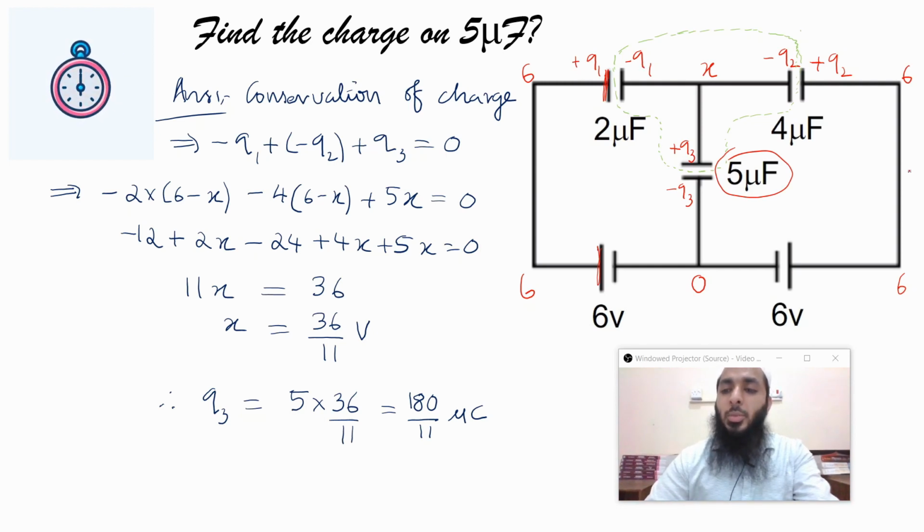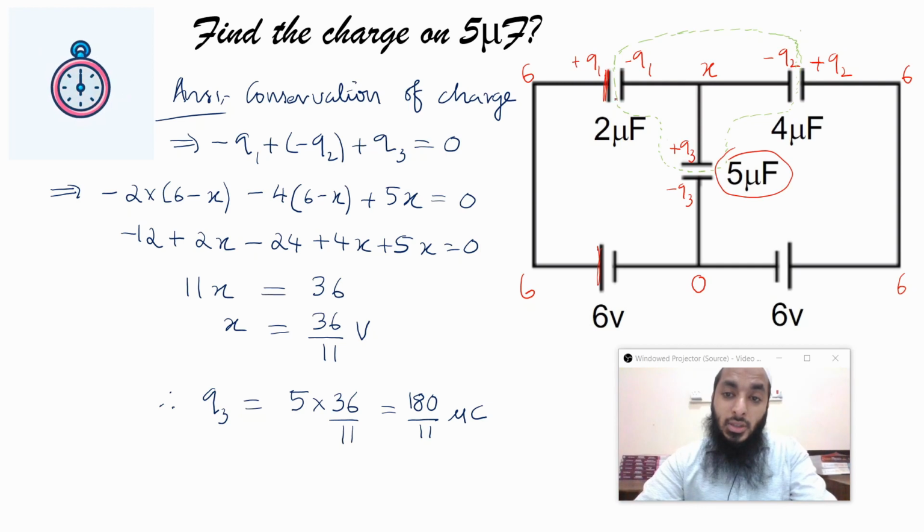Similarly, this positive terminal is connected here, so I'll write plus Q2 here and minus Q2 here. And now these two are negative charges, so negative charges have gone here. So obviously, to balance it, this should be positive charge, so plus Q3, and here it should be minus Q3.